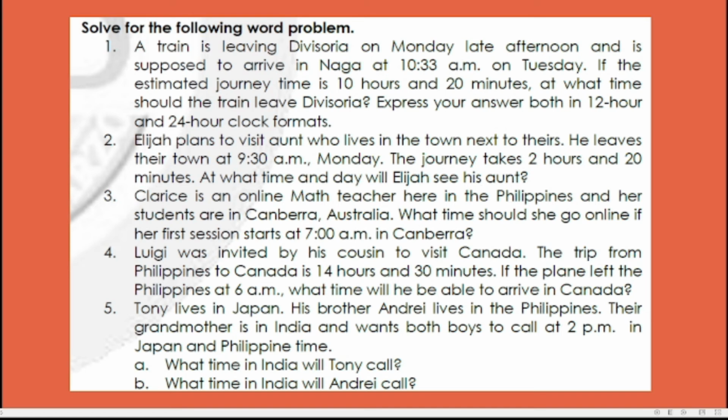And that is number 1. Number 2, Elijah planned to visit his aunt who lives in the town next to theirs. He leaves the town at 9:30 a.m. Monday. The journey takes 2 hours and 20 minutes. At what time and day will Elijah see his aunt? Number 3, Clarice is an online math teacher here in the Philippines and her students are in Canberra, Australia. What time should she go online if her first session starts at 7 a.m. in Canberra?